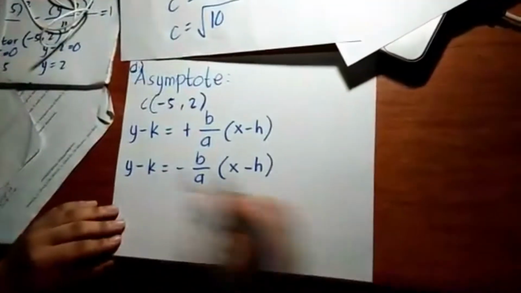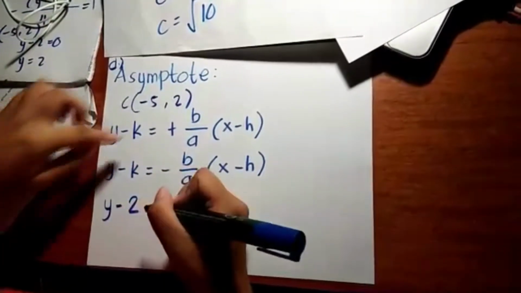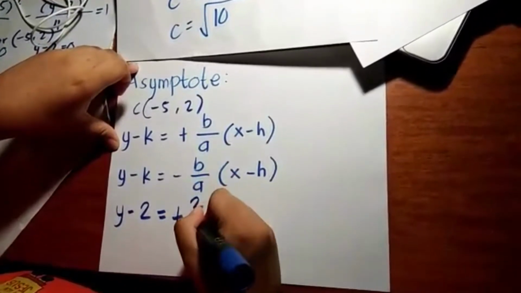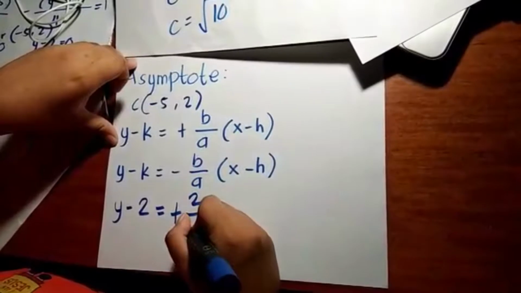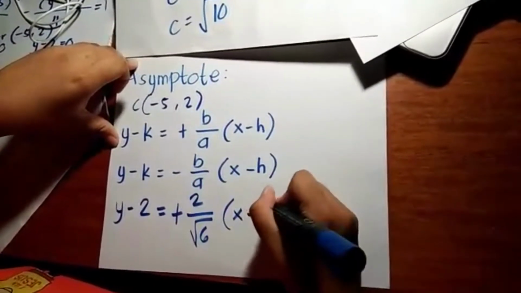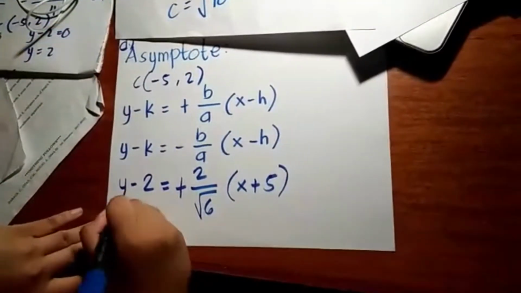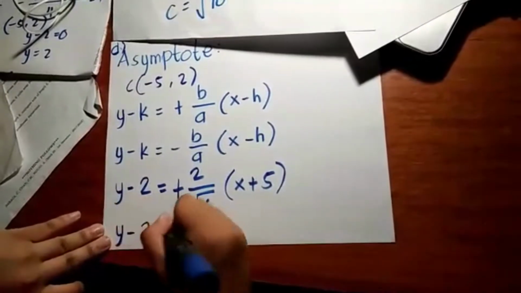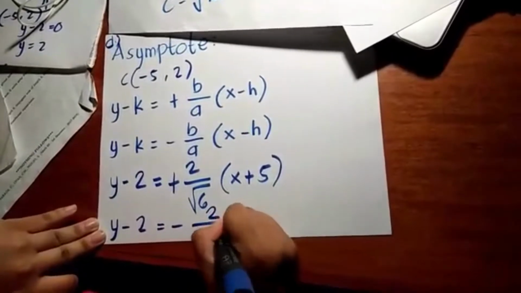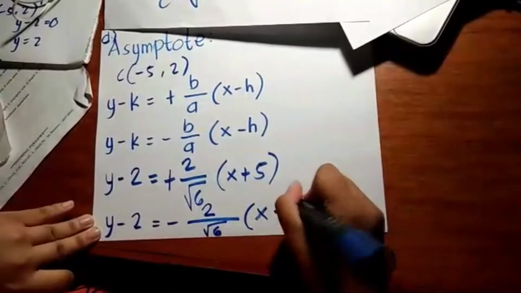So let's start. Y minus k, which is 2. I'm solving for this, plus b, 2 over a, which is square root of 6, times x minus negative 5, so x plus 5. And next is y minus 2 equals negative 2 over square root of 6 times x plus 5.